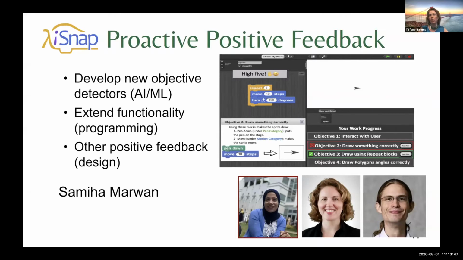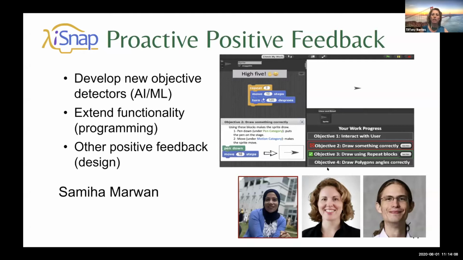So these are based on looking at data from about 30 previous students and applying some algorithms that we've developed to detect patterns in student code, very similar to how we did our hint generation. And then we have these objective detectors, which are sort of like mini auto graders that are built in.